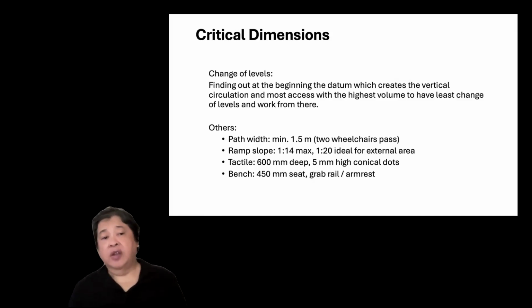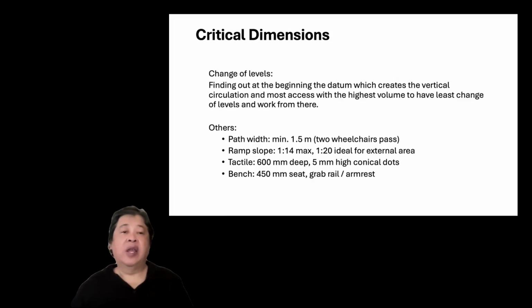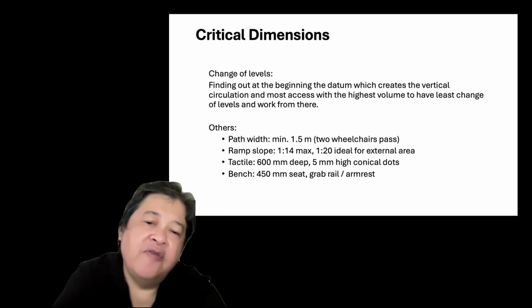We have known about the minimum path width of 1.5 meters, which allows two wheelchairs passing at 750 millimeters each. But as we go along in this day and age, with scooters and personal mobility devices that take even 900 millimeters to 1 meter, having a wider area is much better, like 1.8 to 2.1. For the ramp slope, 1:14 is the minimum. Inside a building we can use it, and outside too, but it's not to be done all the time. The best is a 1:20 gradient for external areas.